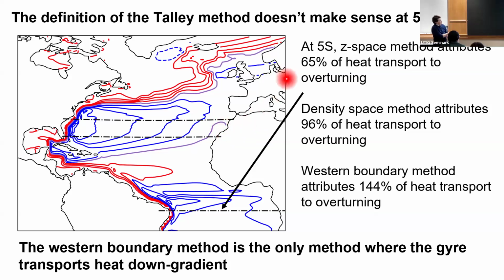So I tried the other 3 methods, and again, they all disagree. The method that I came up with, the western boundary method, attributes 144% of heat transport to overturning. And it turns out that actually makes more sense at this latitude because, the equator is here, and so the warmest water is going to be here. It makes sense that the gyre should transport heat southwards, because we think gyres transport heat from warm places to cold places. So this 144% means the AMOC is transporting heat northwards, and the gyre is compensating for that.